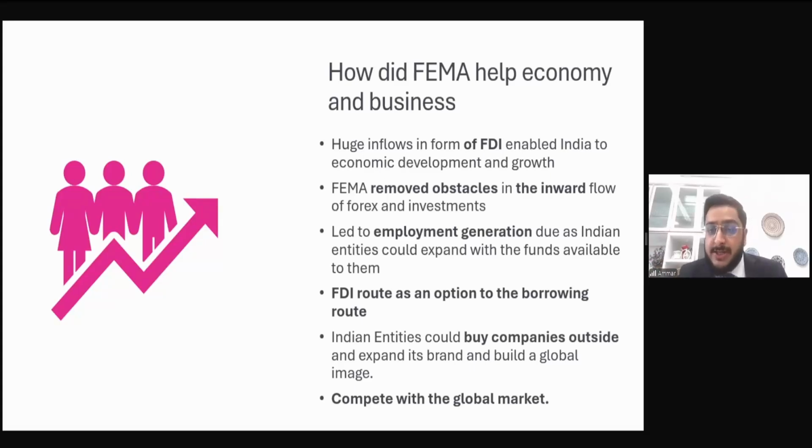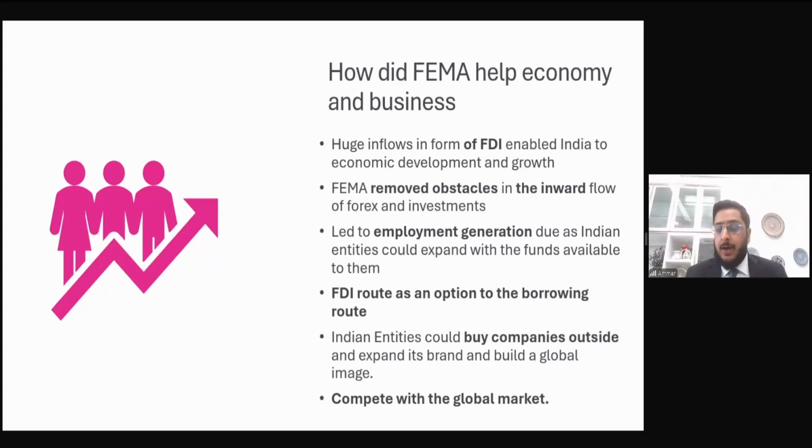So a businessman now wants to grow his business, he wants to make his business global, and he's trying to do all this. When the business is geared up, we as chartered accountants also have to gear up with that. Now, because of this globalization, and because of the business growing, obviously it has led to a lot of employment generation also. And as I said, the FDI route has become a very important option for borrowing.